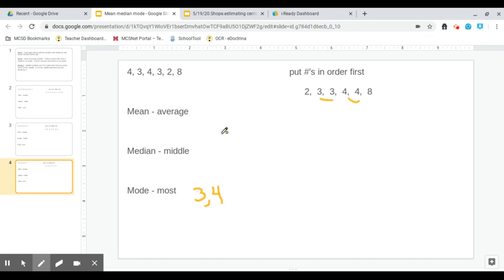The mean, the average, you add them all up. Then divide by however many numbers there are. So 2 and 3 is 5, and 3 is 8, 12, 16, and 8 more is 24. So I add them all up and get 24. Then I'm going to divide by however many numbers are there. 1, 2, 3, 4, 5, 6. How many 6s into a 24? Well, 4. So the mean is 4.